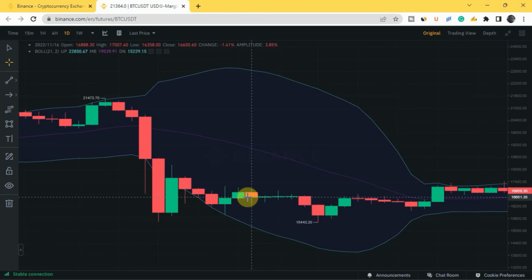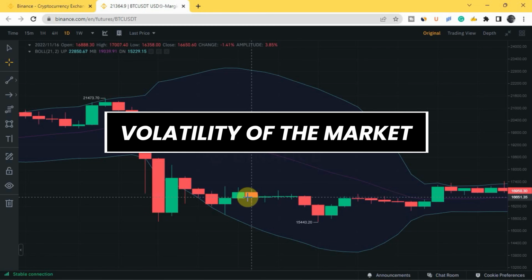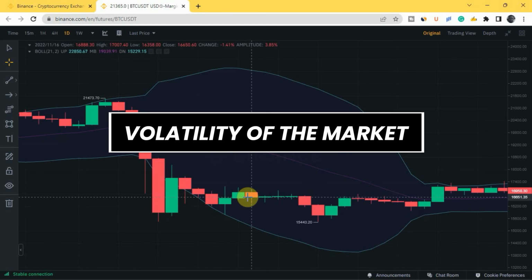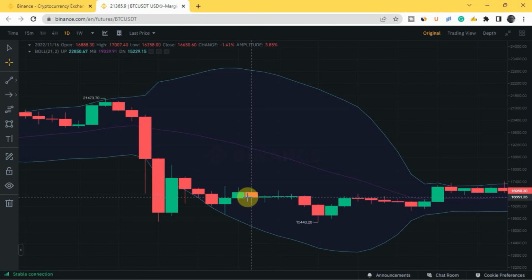Now, another way you can use the Bollinger Band is to know the volatility of the market. Now, what does volatility mean? Volatility means the rate at which a crypto goes up or goes down. So if you hear anything like high volatility, it means that if that crypto will go up, it will really go up, and if it will go down, it will really go down. But if you hear anything like low volatility, it means that if it will go up, it will just go up a little bit, and if it will come down, it will come down just a little bit.